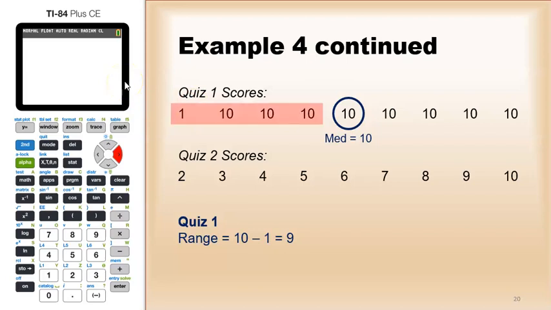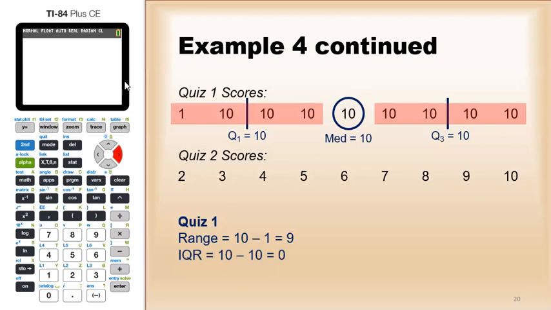The lower half is right there. So between 10 and 10, the lower quartile is 10. The upper half, between 10 and 10, the upper quartile is also 10. So the interquartile range is 10 minus 10, or 0. And what that means is that all the numbers in the middle, 10, 10, 10, 10, 10, all these numbers have the same value, so there's no variation.